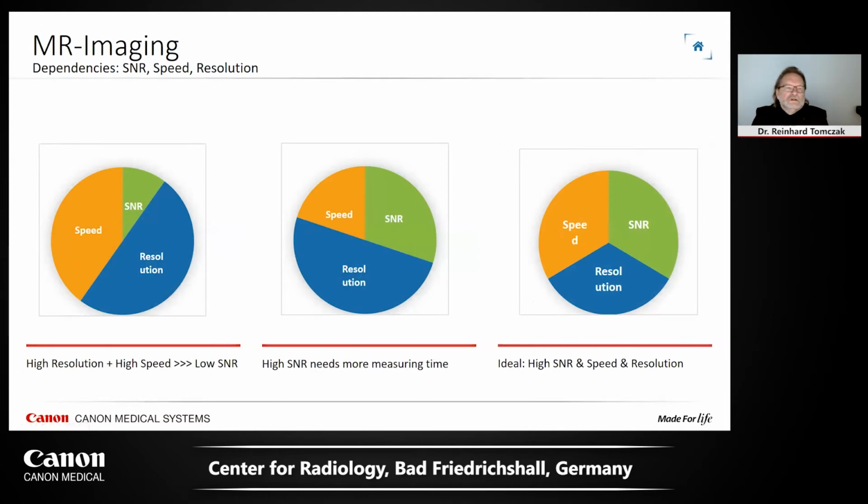To show you the dependencies of signal-to-noise, speed and resolution, you can see this graphic. If you have a high resolution and a high speed of imaging, you have less signal-to-noise ratio, so the noise goes up. If you have high resolution and less speed, you have better signal-to-noise. What we want is a high resolution at a high speed and a high signal-to-noise.